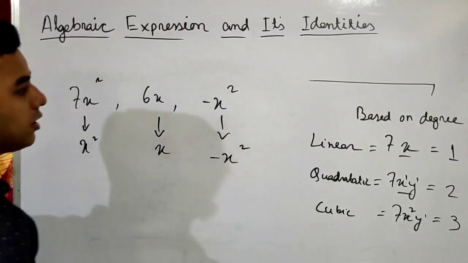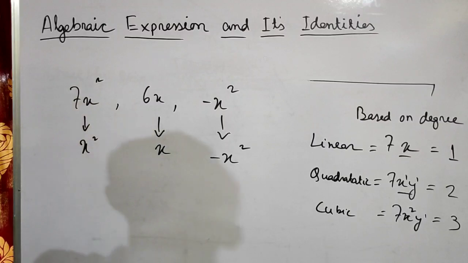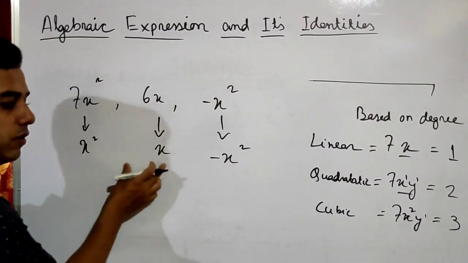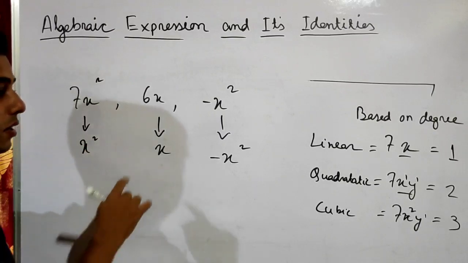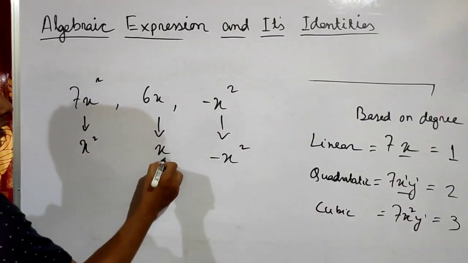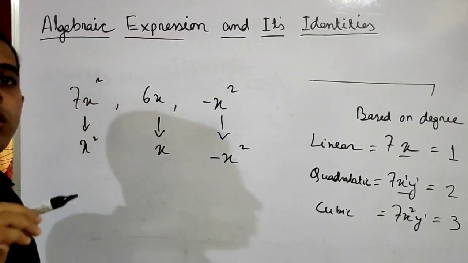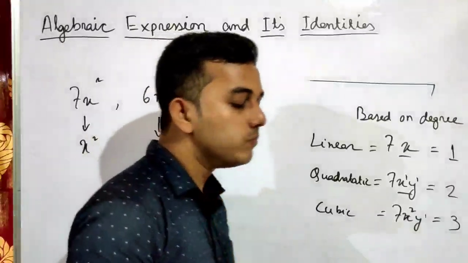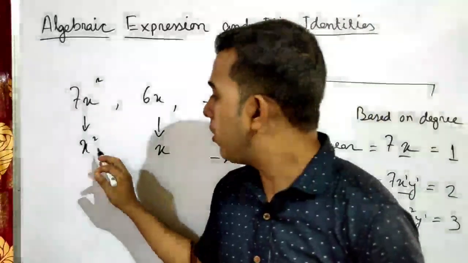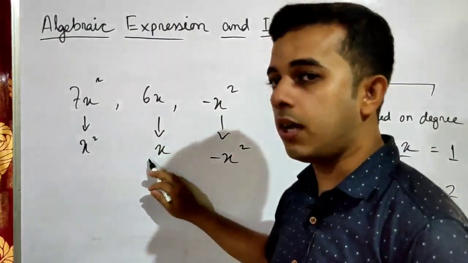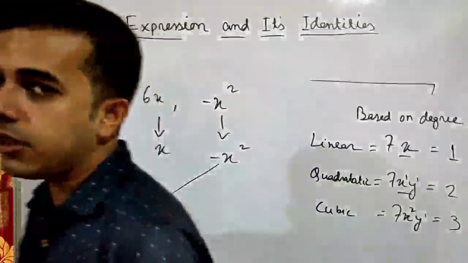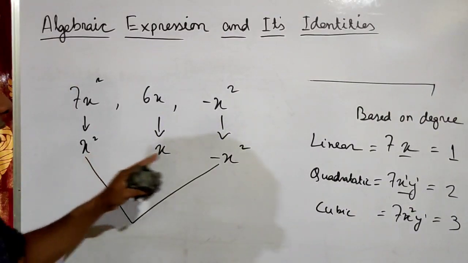Minus x square, isn't it? Variable factor. Okay, so look, as I told you, if the variable factors are the same... x and x square, are both of them the same? No. This x square means x into x, and this x means only 1 x. So x is only one time, and x square means x is multiplied 2 times. So these two are not the same, so these two are unlike terms, but this and this are like terms. Clear? Because here x square, here also x square.